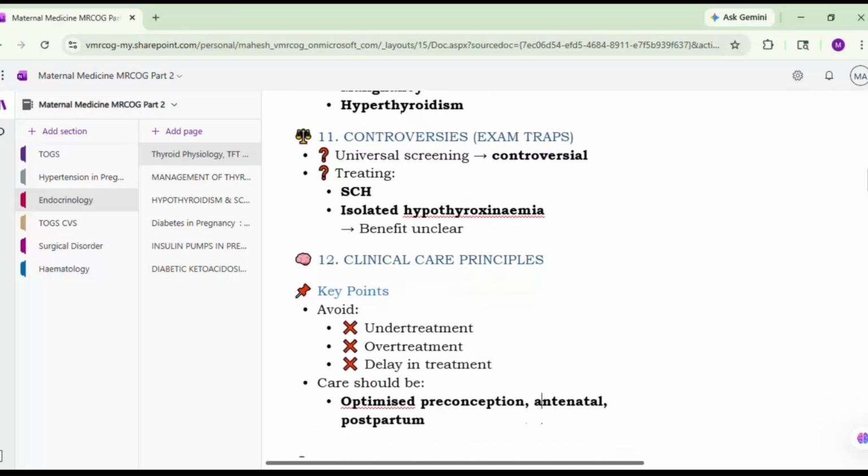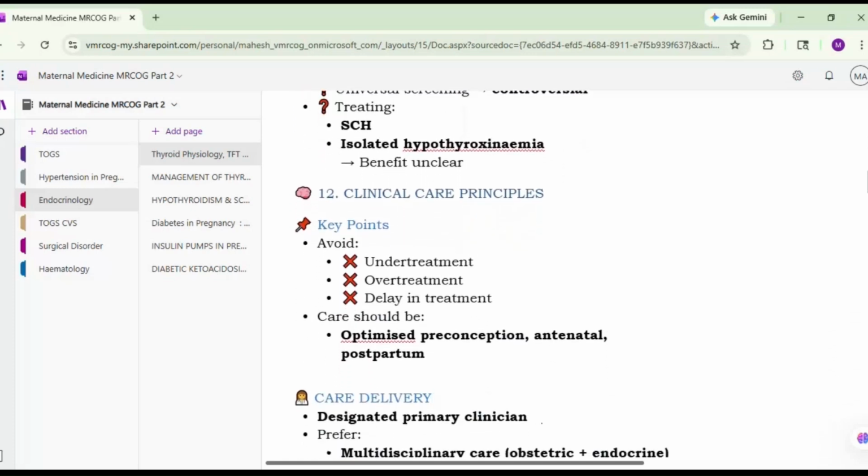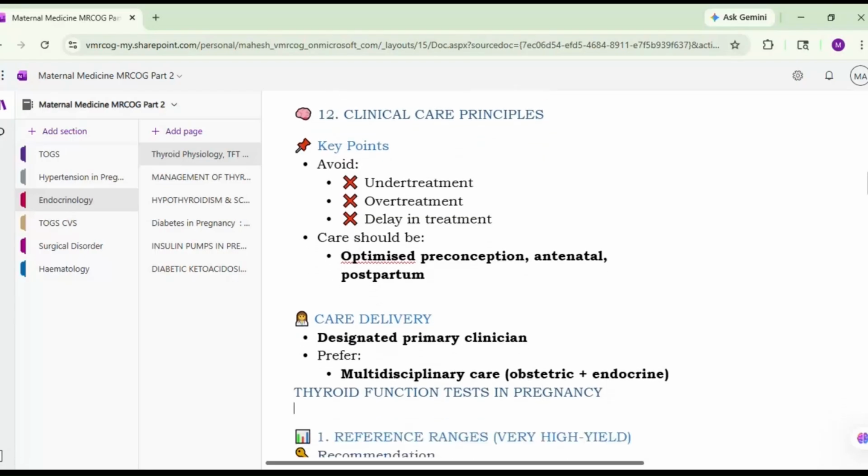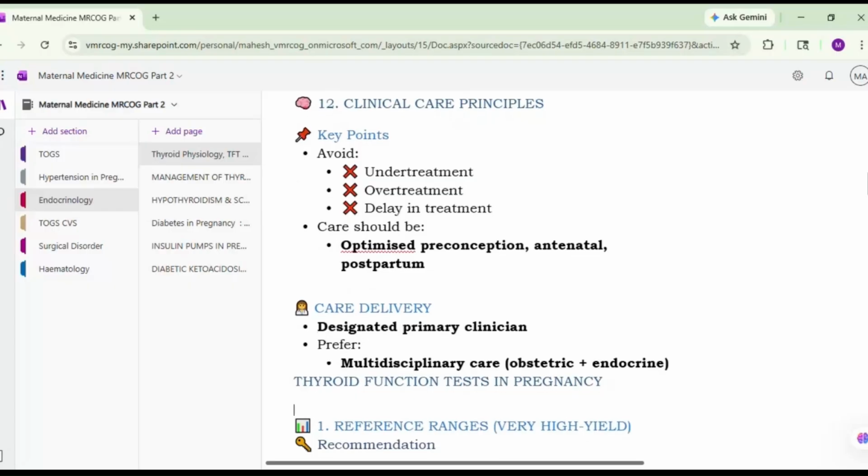Okay. So what are the clinical care principles? First, avoid under treatment. Second, avoid over treatment. Third, do not delay any treatment. Okay, so delay should not be done. Under treatment is to be avoided and over treatment is to be avoided. Care should be optimized preconception, antenatal, and postpartum also.